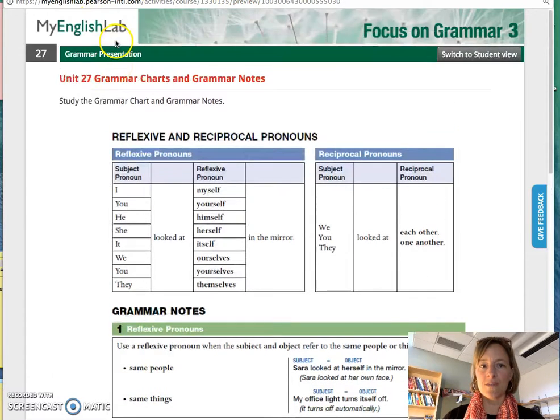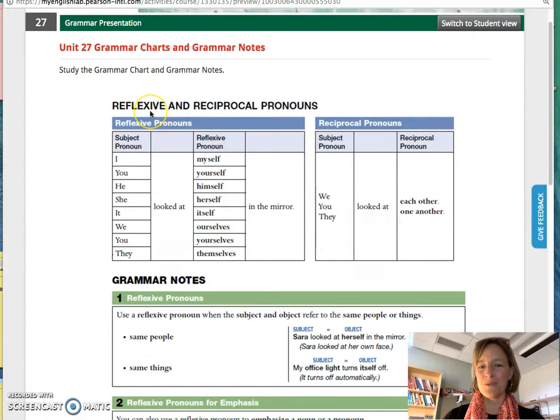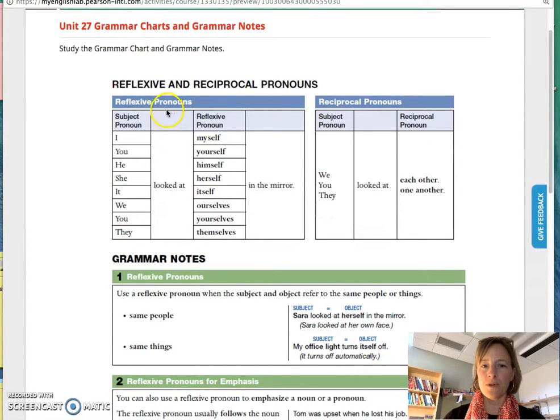This is Unit 27, and the topic is reflexive and reciprocal pronouns. Don't worry, you don't have to pronounce that word. I know it's challenging. You should know the word reflexive, though. It just means back to yourself. So reflexive pronouns are here.